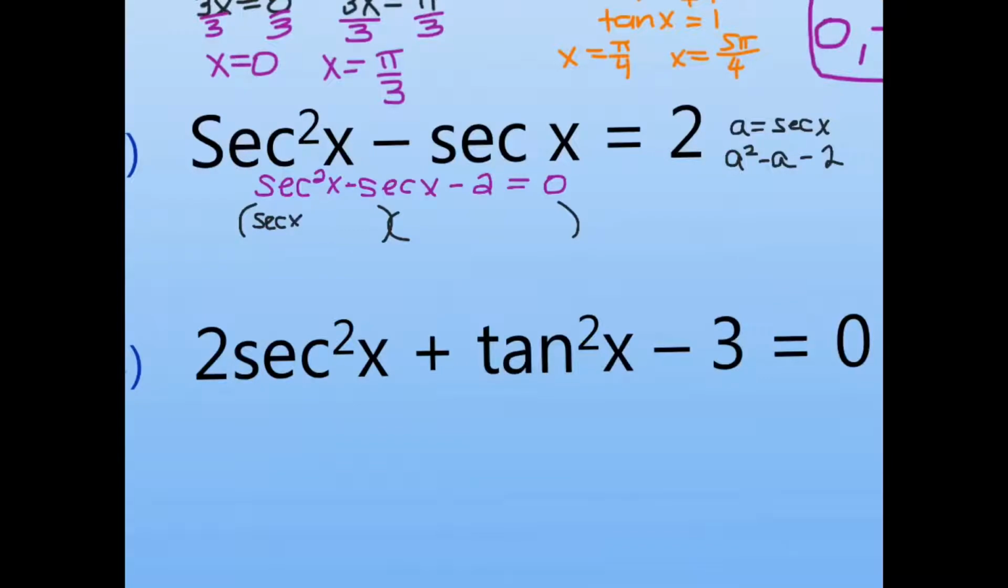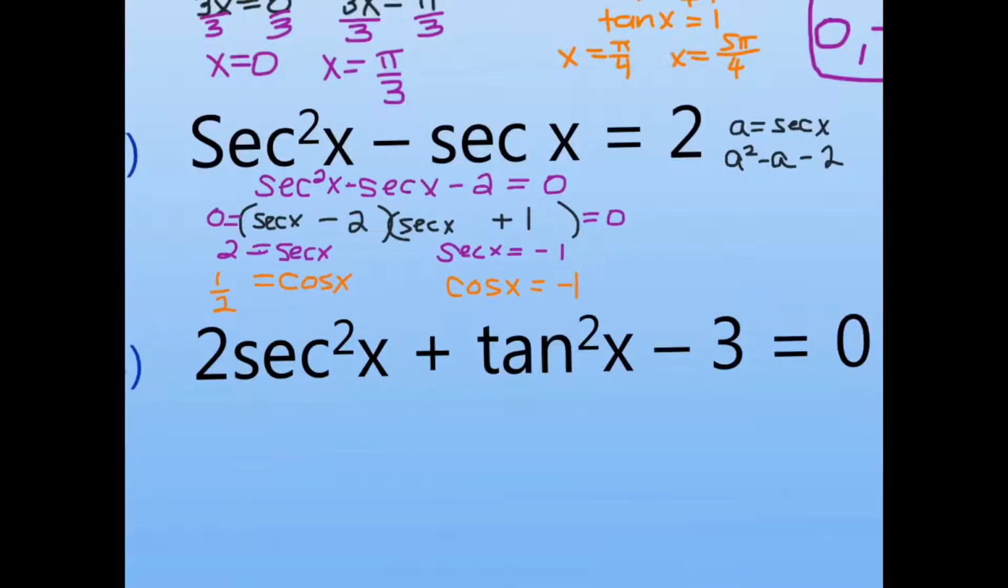The square root of secant squared would be secant x and secant x. Then factors of negative 2 that sum to negative 1 would be negative 2 and positive 1. Split those into 2 and set them each equal to 0. On the left, I would add the 2 and get secant of x equals 2. On the right, I would subtract the 1 and get secant of x equals negative 1. Because this is secant, which is a reciprocal function, I would flip it. So the cosine would equal the reciprocal of 2, which is 1/2, and the cosine would equal the reciprocal of negative 1, which is still negative 1.